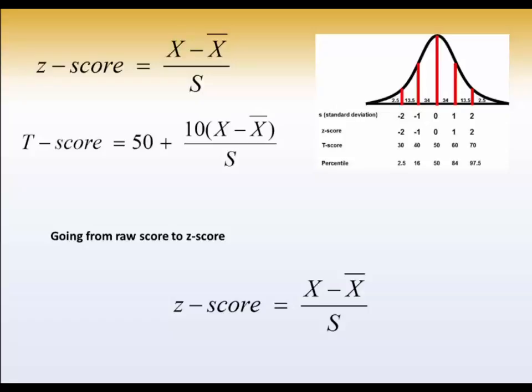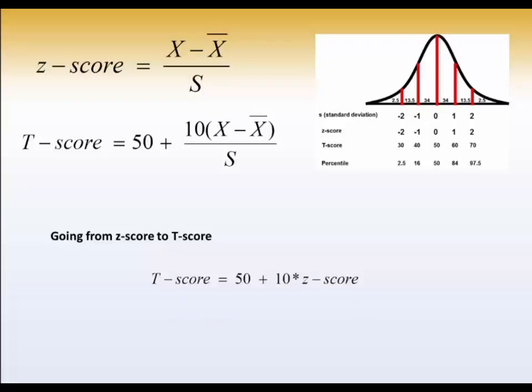Realize the z-score and the t-score, the percentile and the raw score for any given point in the distribution don't tell you anything different than any other of them does, but you can refer and translate from one to the other. This is the formula for going from z-scores to t-scores.